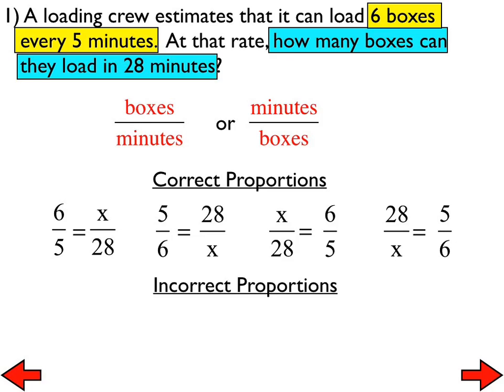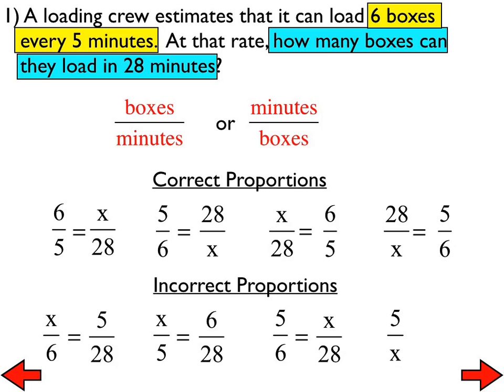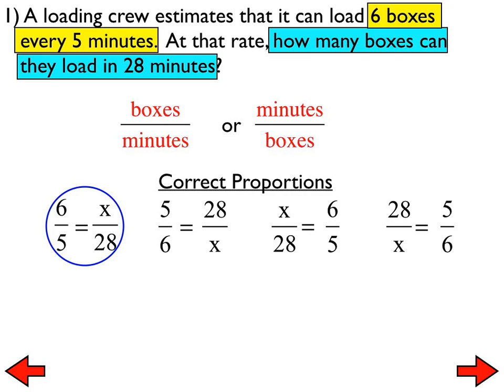Here are some incorrect proportions. And there are many reasons why each of these don't work, and most of them is because we don't have both boxes on top or both boxes on the bottom, and so on. So we need to make sure that when we set up our proportion, we set it up correctly. But I'm going to go with the first one because that's what most of you ended up using. All right, I would like all of you to solve that proportion.